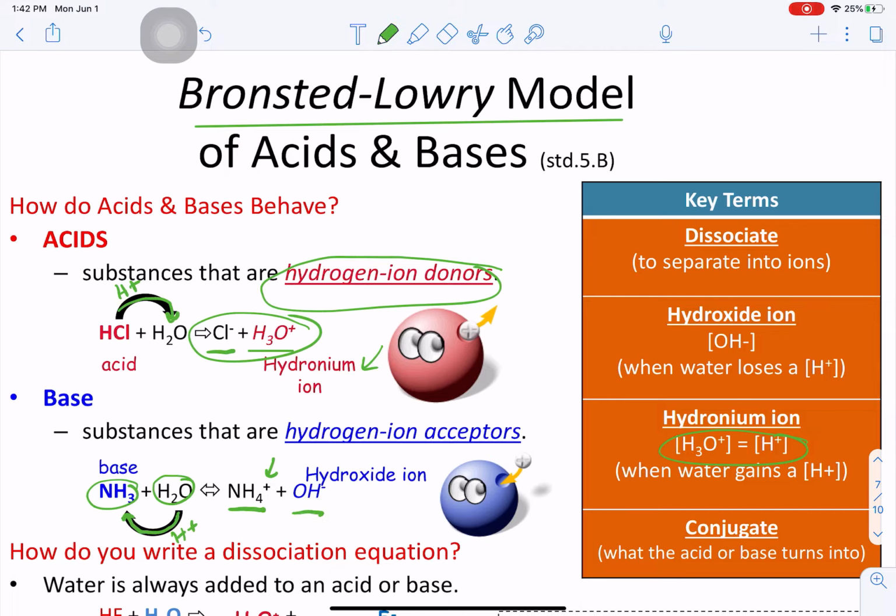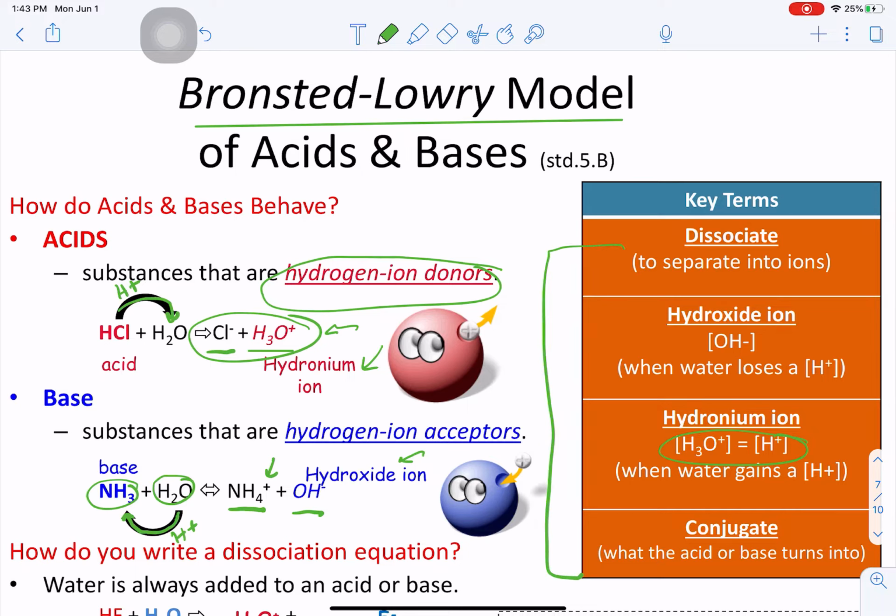So it's OH minus, and this is our hydroxide ion. So if we see hydroxide ions in our products, we've done it correctly. We're dealing with the base. If we see H3O plus in the products, we've done it correctly. We're dealing with an acid. Because we know if those are in solution, based off this Bronsted-Lowry model, that we're dealing with an acid or a base.